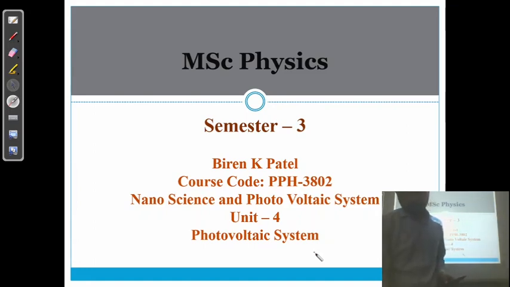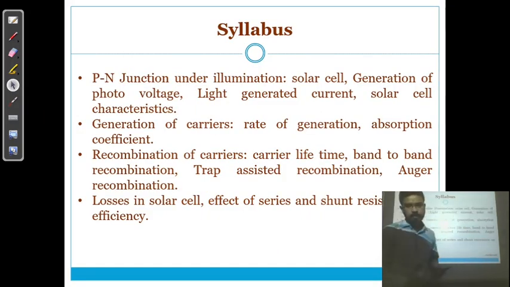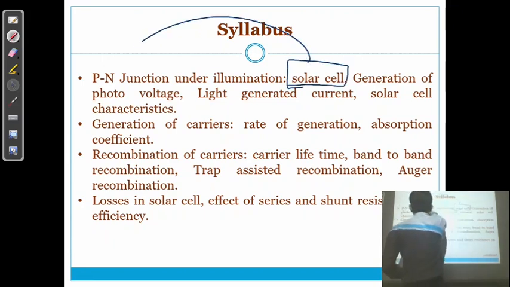Let us go through the syllabus. So this is the syllabus. First of all, we will see the PN junction under illumination. Let me discuss something about the solar cell. A solar cell is nothing but a PN junction device.